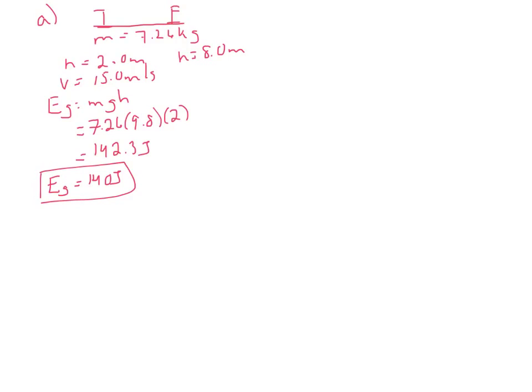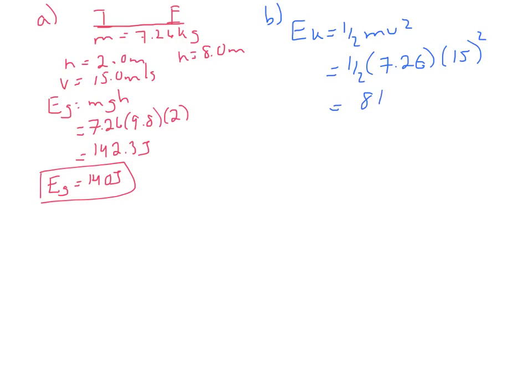Now B says, what is the kinetic energy of the shot as it leaves the hand? Well, EK, kinetic energy, equals 1/2 mv squared. 1/2, m we know is 7.26, and velocity we are told is 15, squared. And when you do that, you get 816.8 joules. EK is therefore equal to 820 joules.